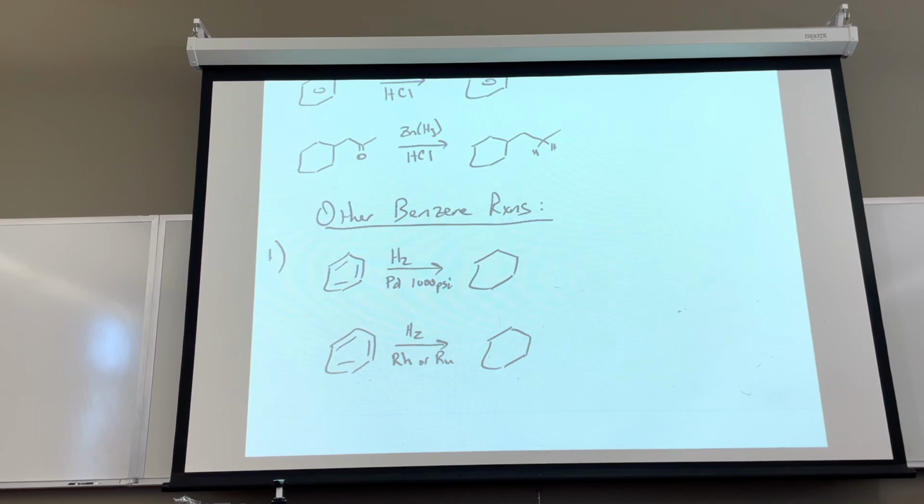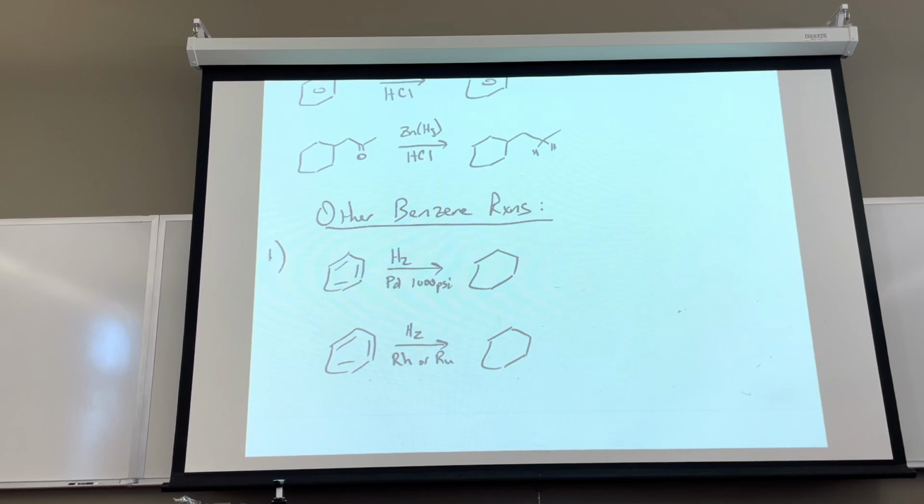I guess if you got somebody footing the bill, $27,000 an ounce is not exactly chump change, to me anyway. But, so you see the problem here. With the hydrogenation of benzene, you either need extreme conditions of pressure or to be filthy rich.